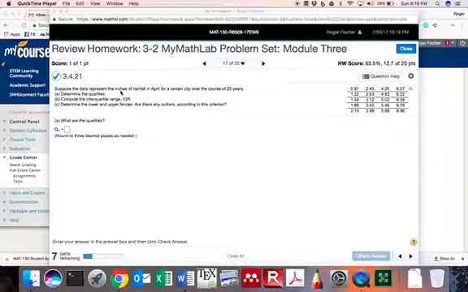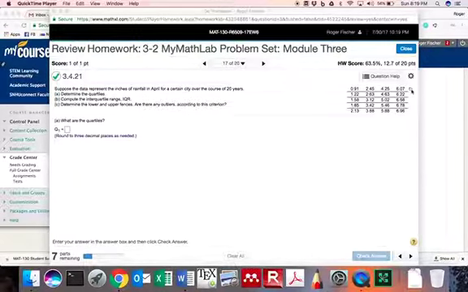Suppose the data represent the inches of rainfall in April for a certain city over the course of 20 years. That's boring. Oh well, whatever. So we want to determine the quartiles, the interquartile range, and lower and upper fences. Are there any outliers according to this criterion? That's a good thing to remember because outliers can be defined in other ways than we do in this text. So that's a good thing to keep in mind.